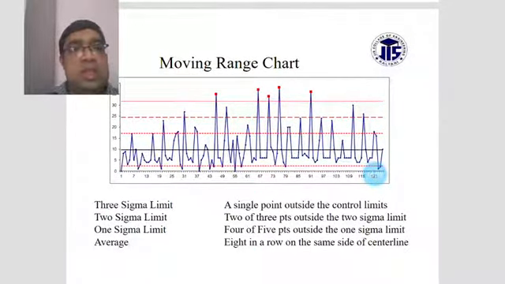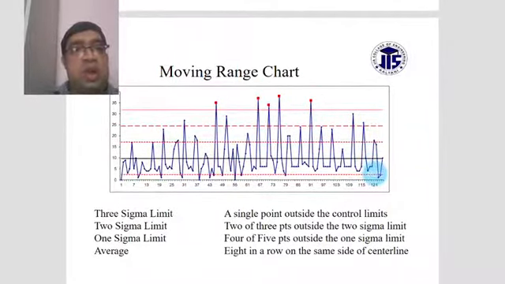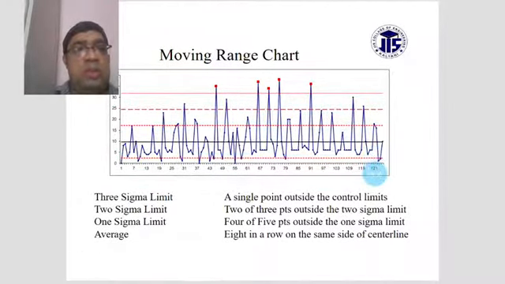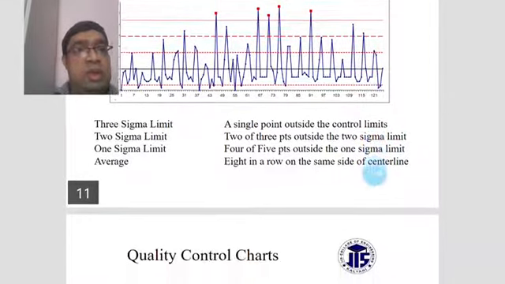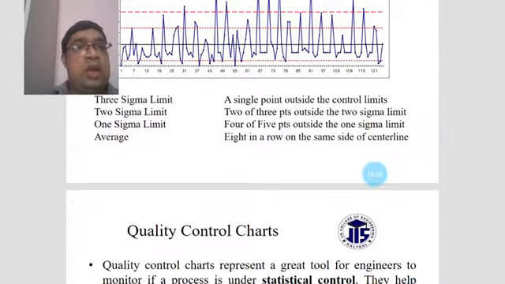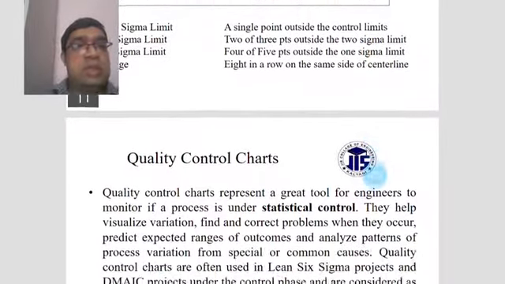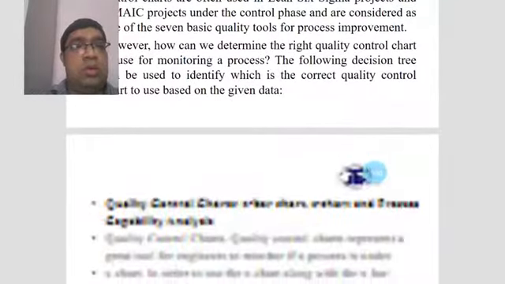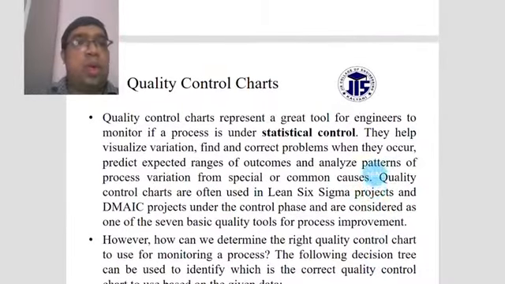What are the 3 sigma limits, the 2 sigma limits, the 1 sigma limits, and the average? The points will be considered according to a single point outside the control limits, 2 of 3 points outside the 2 sigma limits, 4 of 5 points outside the 1 sigma limits, and 8 in a row on the same side of the center line, according to the quality control charts.